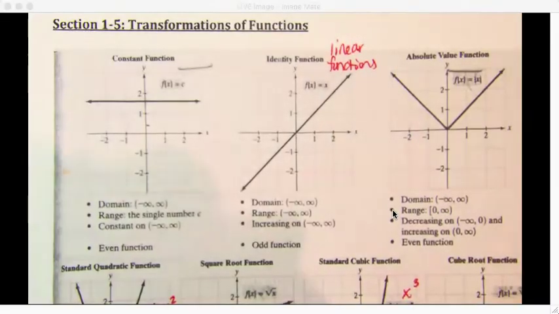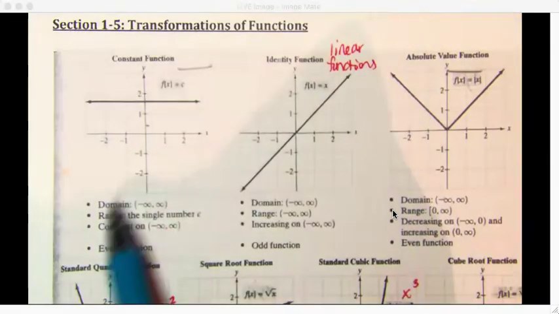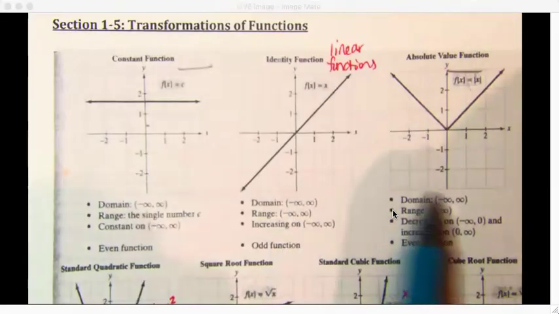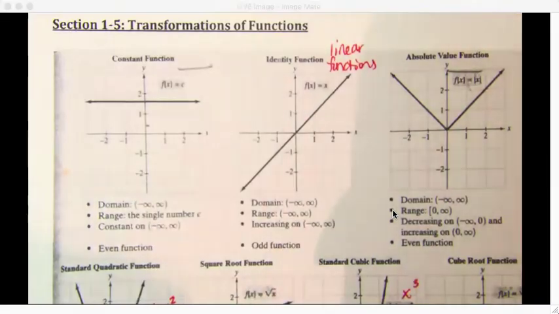All right, this is section 1.5, and we are going to be looking at the transformations of functions. And in this section, we're going to look at a few parent graphs. That means the most basic version of various types of functions. And then we're going to look at how we can shift those graphs. And below each of the graphs, you'll see some basic information about these functions. As we shift the graphs, that information may change a bit.